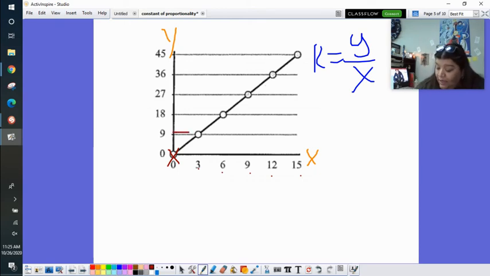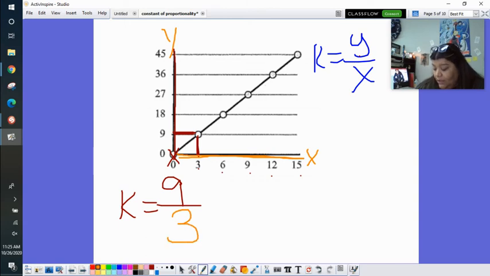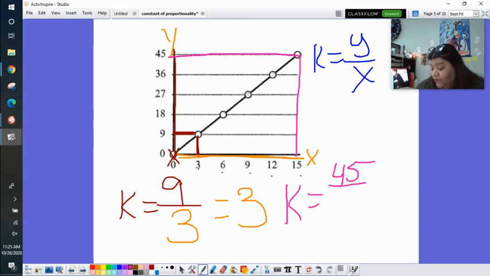So on my first one, I have 9 and 3. So be careful. Your y is this one, the one on this line. That is a 9. Your x is the one on this line, which happens to be the 3, okay? So you're doing 9 divided by 3 is 3, okay? And again, you can pick any other ones you want. Let's say you want to pick the last one. Your x is 15. Your y is 45. So 45 divided by 15 still gets you 3.